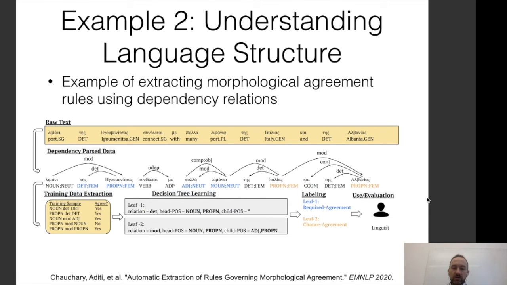And English is a relatively morphologically poor language, but in morphologically rich languages, we might have many, many more of these rules. And knowing about these rules is interesting for linguists or language learners, etc. And so what we do in this paper is we essentially use the dependency trees, which could tell us things like this word is the subject of this verb. We extract examples from here and we try to discover the underlying rules of morphological agreement in the language that we're interested in.